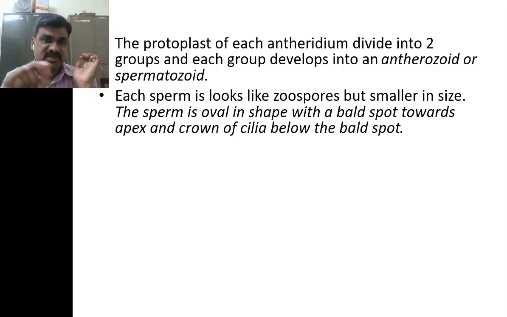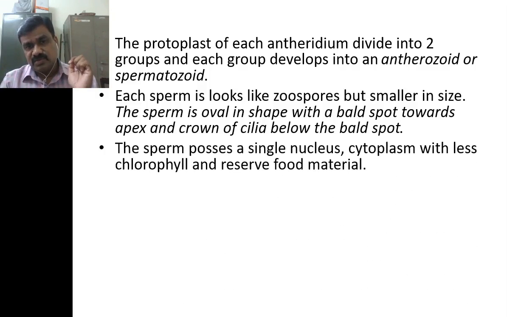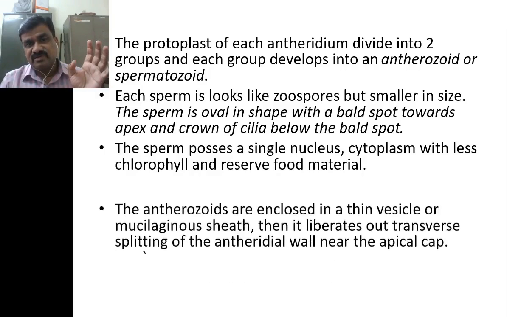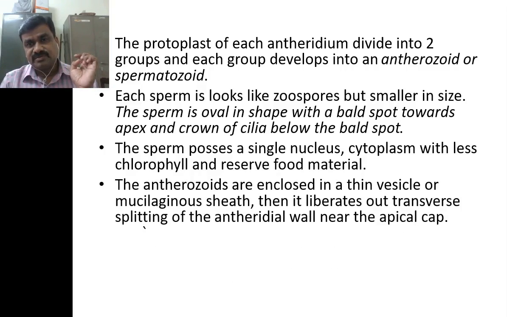It is usually oval in shape with a bald spot towards the apex and a crown of cilia present below the bald spot. It is morphologically resembling the zoospore, but the size of the antherozoid is smaller than the zoospore. Again, it is a uninucleated spore. The sperm consists of a single nucleus, cytoplasm with less chlorophyll and reservoir material.